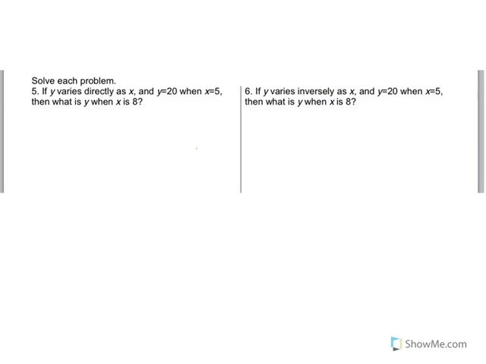Now for inverse variation, we're going to use the formula y equals k divided by x. What's happening here is when y is 20, x is 5, so I'm going to make the table again. So 5 for x, 20 for y, x is 8, we're going to find out what y is. Once again, I'm still going to find k.